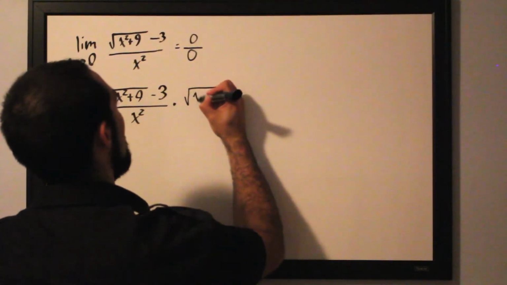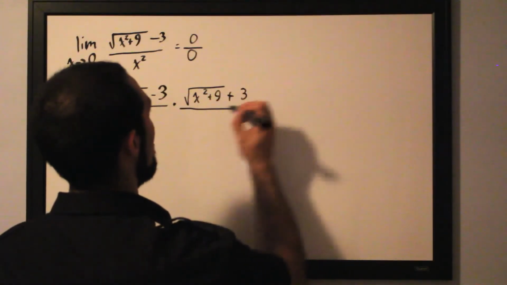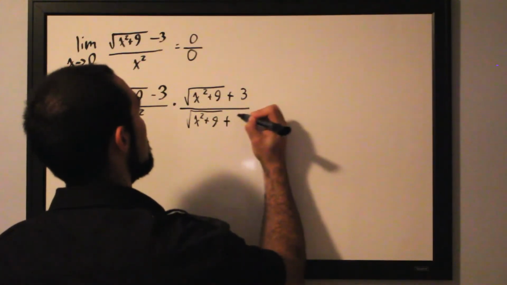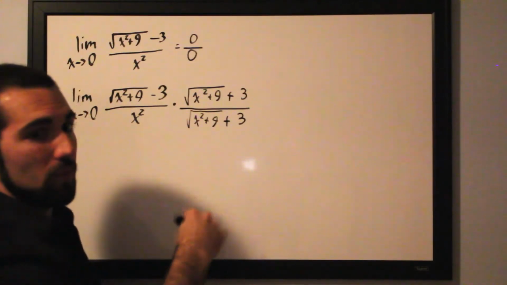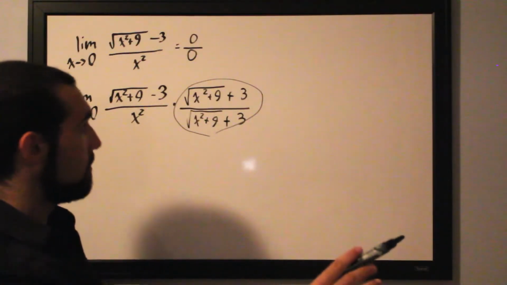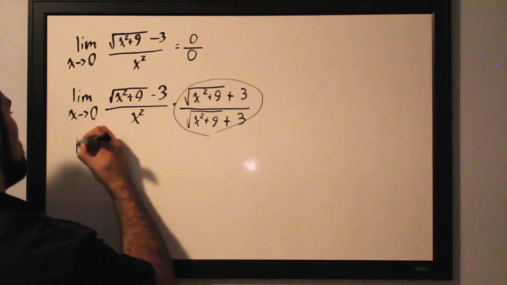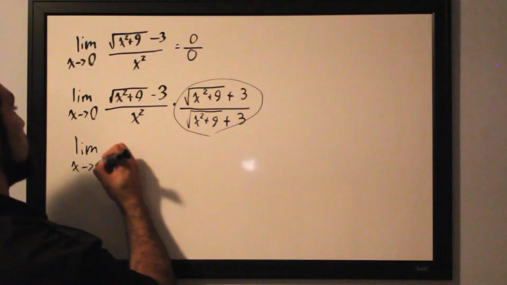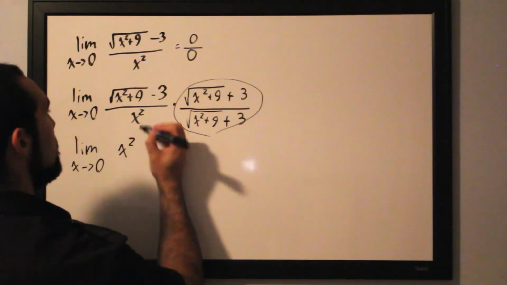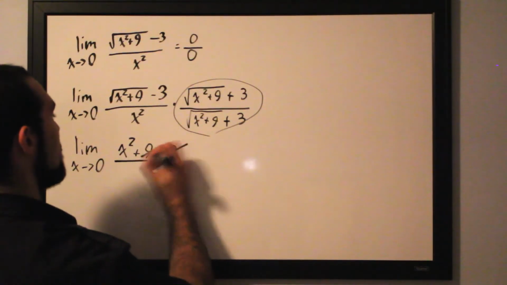So we're going to multiply by the square root of x squared plus 9 plus 3, and then in the denominator the exact same thing. So it's going to be the square root of x squared plus 9 plus 3. Would you agree? Of course you would agree. Would you agree that this value is equal to 1? Yes? Alright, we're going to move on like this. So say we wanted to multiply this out, limit as x approaches 0. For this, the numerator is going to be distributed, so it's going to be x squared plus 9 minus 9. The 9's over here cancel each other out.